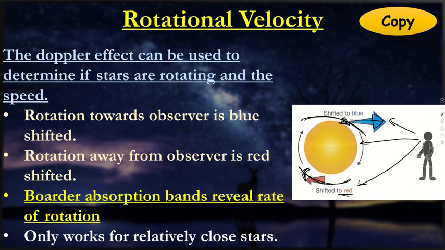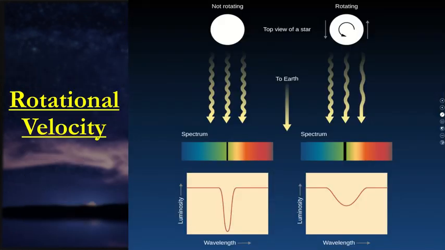We can also find some other interesting facts. Rotational velocity also has to do with the broadness of the line. If the star is not rotating, you have nice thin spectral lines. If it's rotating very fast, not only do you see shifts on the two sides, but the absorption spectrum is also broader.